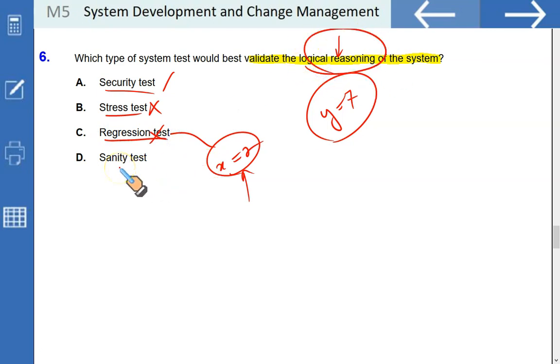Then it has to be sanity test. What is sanity testing? Sanity testing measures whether the system behaves as it was designed. It helps us verify that the design parameters align with the intended use cases of the system. This test would help us identify abnormalities or unexpected outcomes that are illogical based on the system input and expected output. So this is what we would use for logical reasoning. That makes D the correct option.